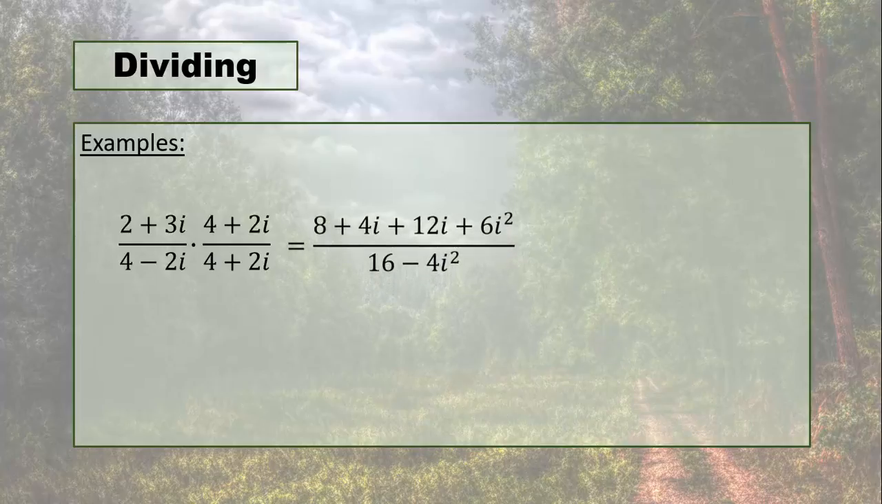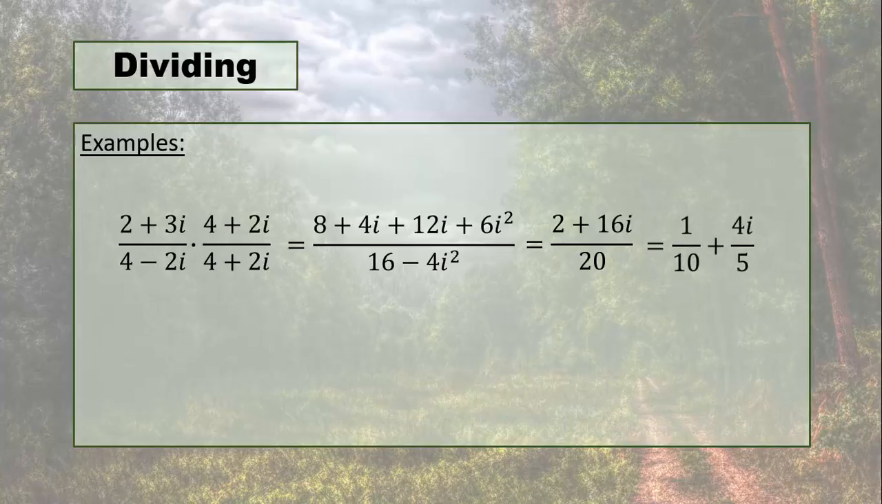In the numerator, we have some things that can be simplified, and in the denominator, we also have some things that can be simplified. Okay, 6i squared is negative 6. 8 minus 6 is 2. So the numerator, you get 2 plus 16i. The denominator, you end up with 16 plus 4, which is 20. And yes, if you can reduce, you reduce. So our final answer for that, when you reduce the numerator and the denominator, is 1/10 plus 4i over 5.